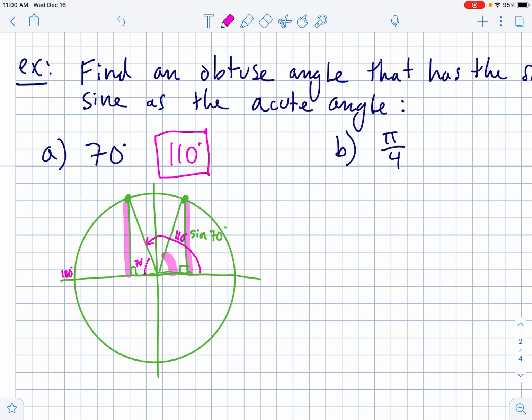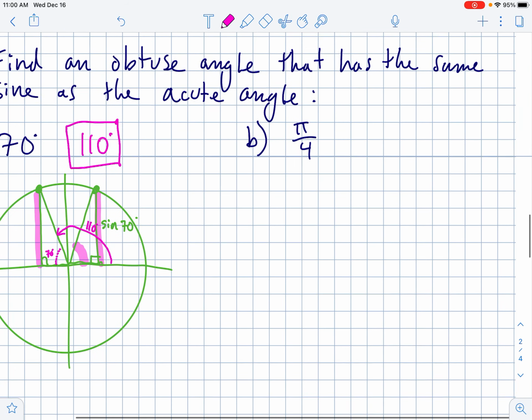That's an obtuse angle bigger than 90 that has the same sine value as 70. You could check it on your calculator, do sine 70 and sine 110, make sure you're in degree mode, and they should be the same thing.